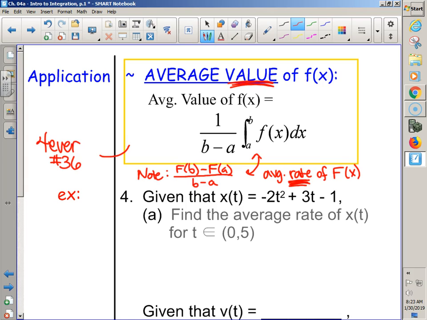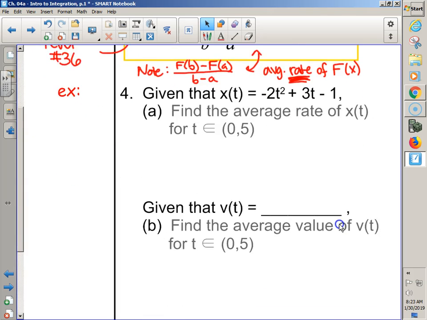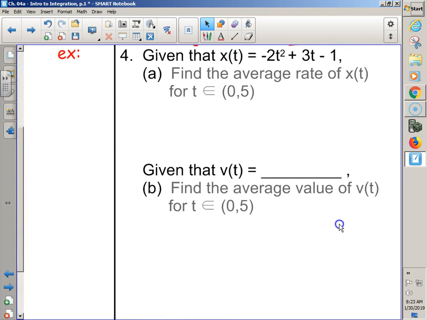So down here, I've given you position, yeah? x of t is equal to negative 2t squared plus 3t minus 1. For an example, there's my position. Then I say find the average rate of position. What's another way of saying average rate of change of position? Average, not average value, average velocity, yeah. So technically this one is saying find the average velocity.